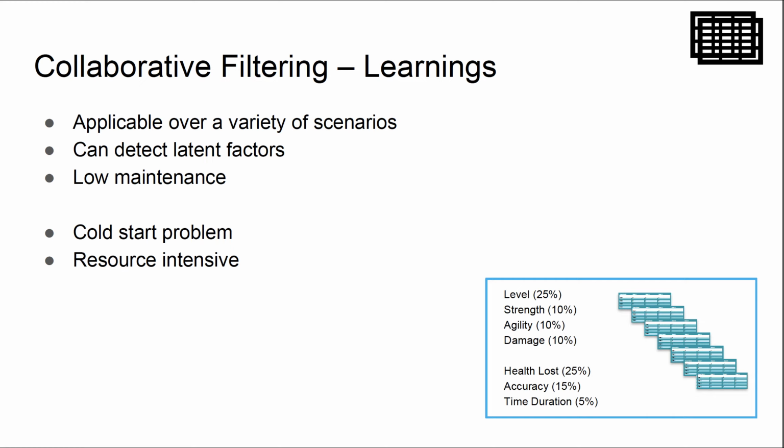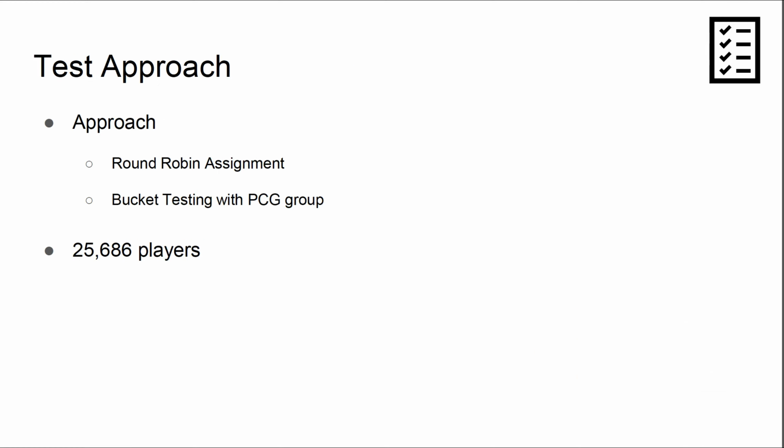So let's get to the results. We use A/B testing. There is one control group that does not get quests from our smart algorithms. It just gets quests from a PCG algorithm, and the rest of the groups get quests from our smart algorithms. In this particular cohort, we have 25,000 players, and we just assign these groups randomly to players.